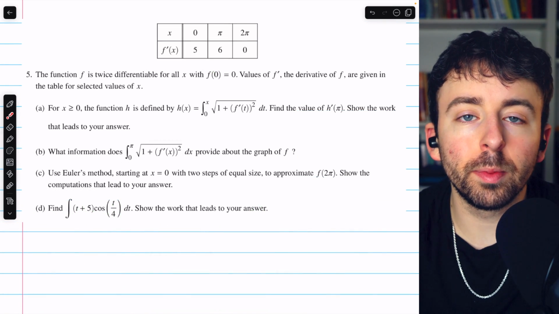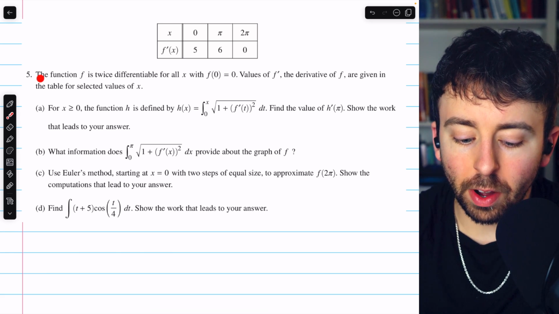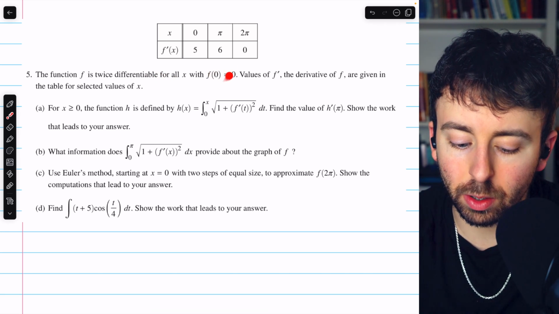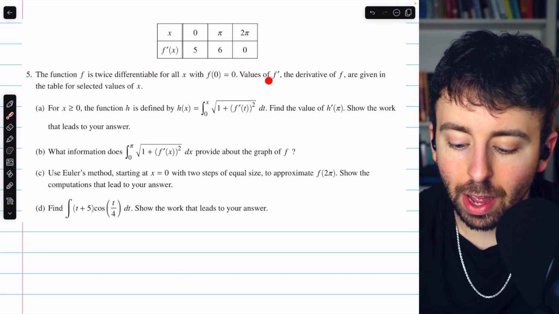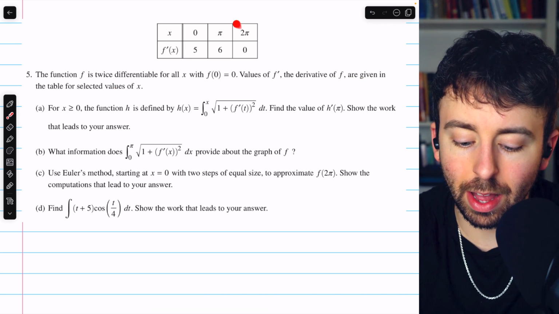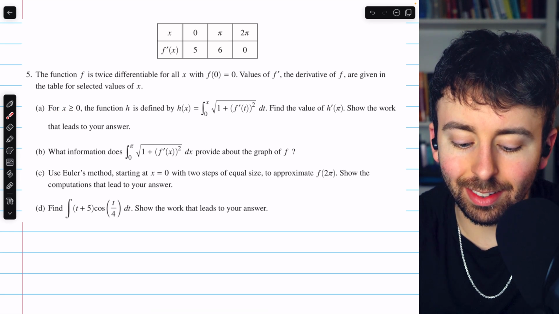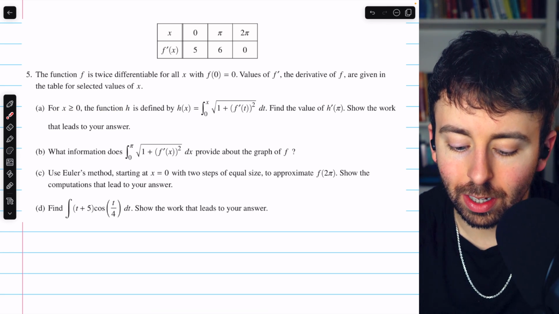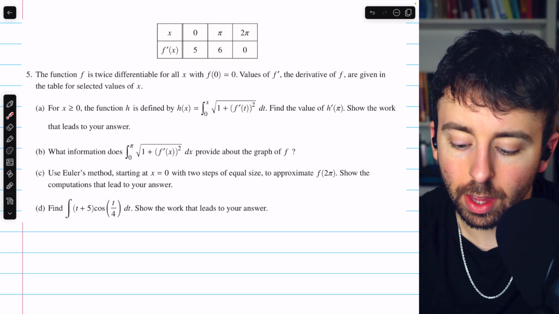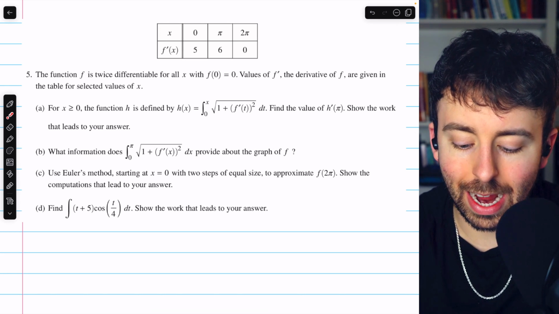Now on to problem 5, which is exclusive to the BC exam. The function f is twice differentiable for all x with f of 0 equal to 0. Values of f prime, the derivative of f, are given in the table for selected values of x, which we see here. Part A says for x at least 0, the function h is defined by h of x equals this integral here. Find the value of h prime of pi and show the work that leads to your answer.